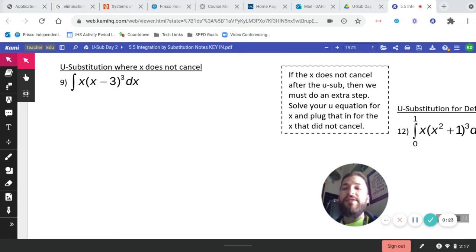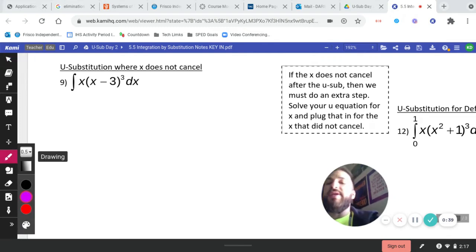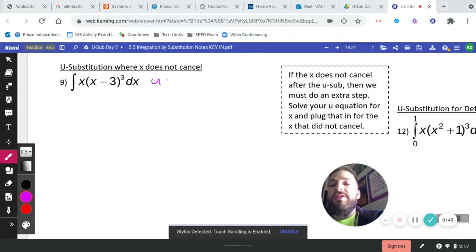So the first situation we're going to look at, and you probably saw this already if you're glancing through the notes, was U substitution where the x term, that term in the front that we're trying to get to cancel out, doesn't actually cancel. So let's look at number 9. Number 9, we have x times (x minus 3) cubed. We can still see pretty clearly here that x minus 3 is our trapped term.